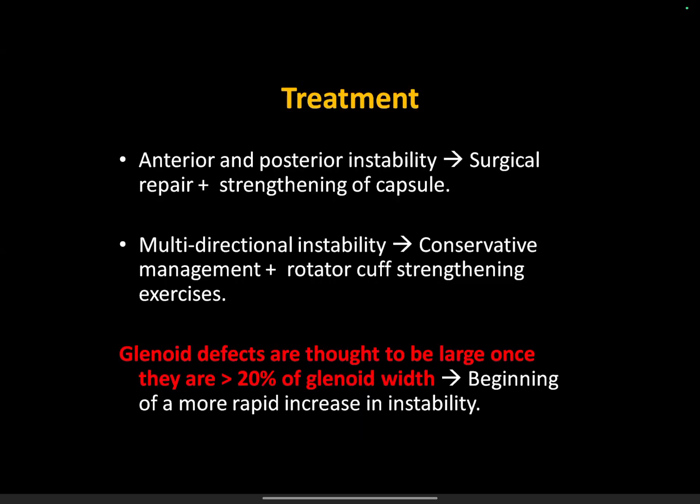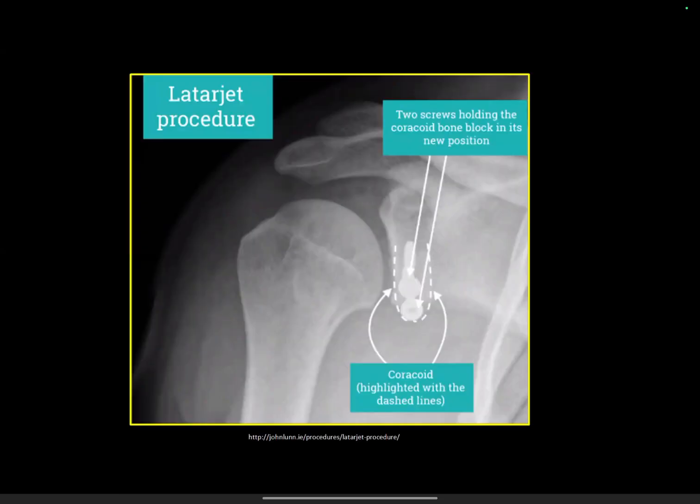So treatment-wise, for anterior and posterior instability, most of the cases will require surgical repair as well as strengthening of the capsule, so physio. Multi-directional instability, most of the time, does well with conservative management with rotator cuff strengthening exercises. And as we talked about earlier, the engaging and non-engaging Bankart as well as Hill-Sachs lesions.